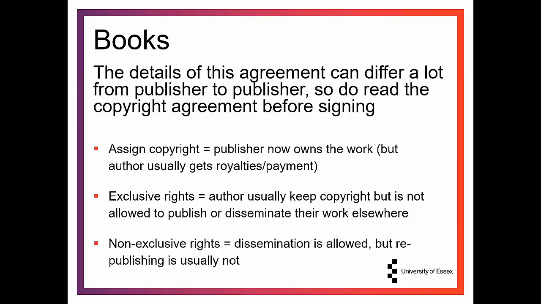If you assign the copyright to the publisher, the publisher now owns the work. However, the author usually agrees to a rate for royalties. If you give the publisher exclusive rights to publish, you as the author normally keep the copyright, but you are not allowed to publish or disseminate the work elsewhere. If you give the publisher non-exclusive rights, typically you are allowed to disseminate the work, but you cannot republish.